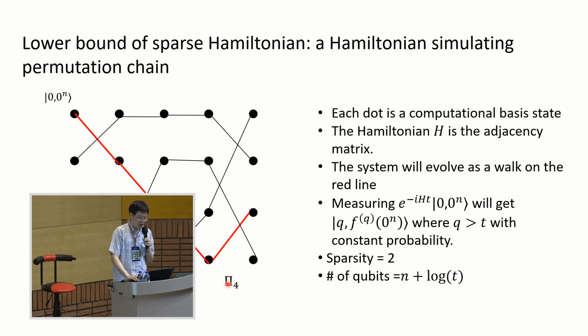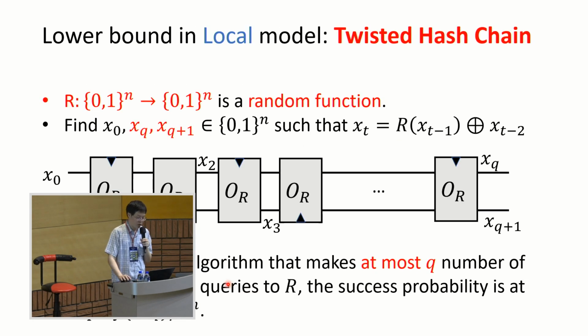Okay, and then there is the twisted hash chain, which means that basically we have 2 registers that are both n qubits, and we have those hash functions that are just random functions. So it maps every n-bit string to a random n-bit string. And we add this x0 and the random hash to here, and add it back, and apply another hash, add it back, etc.